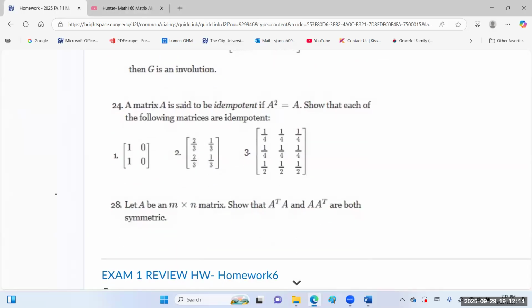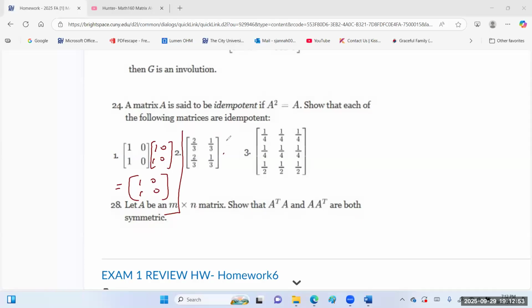The next one is saying a matrix is said to be idempotent if A square is A. So if A square is A, they have a special name, idempotent. And now it says show all of these are idempotent. Means multiply this by same thing, 1, 0, 1, 0, and show that this is 1, 0, 1, 0. Okay. So multiply, show that the result is the same matrix.